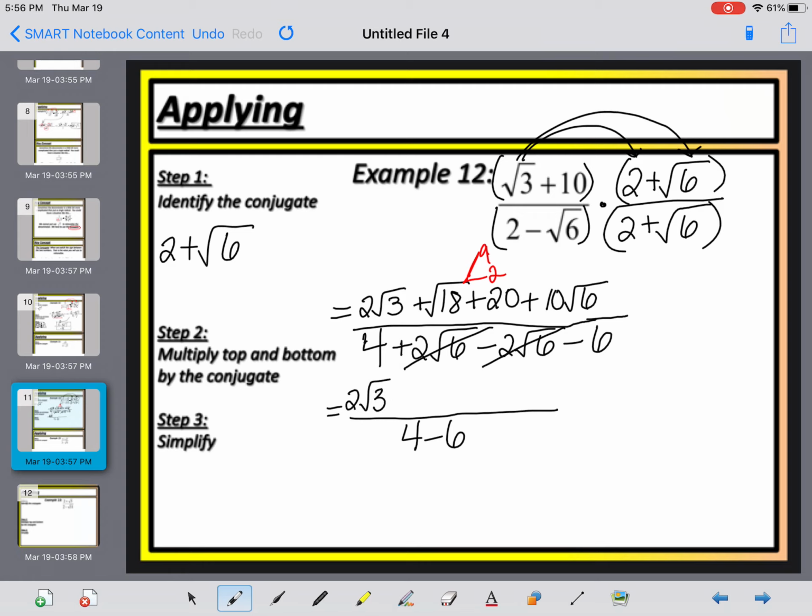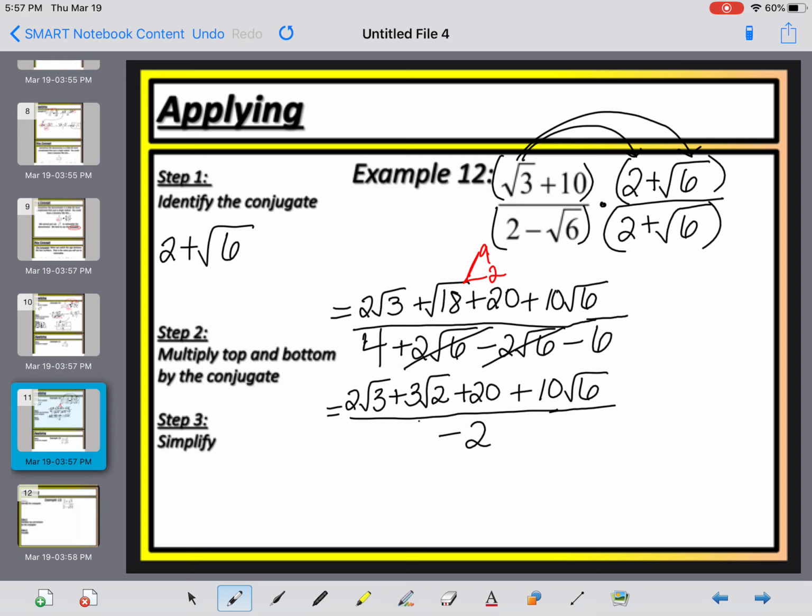Okay, so I'm looking at 2 root 3. Square root of 18 becomes 3 root 2. Plus 20 plus 10 root 6. So do I have any like terms on the top? I have a square root of 3, a square root of 2, and a square root of 6. Remember, when you add and subtract, the radicals have to be the same in order to combine, so I can't do anything with that. Okay, I want to continue to simplify here, so 2 minus 6 on the bottom. I'm going to make that a negative 2.